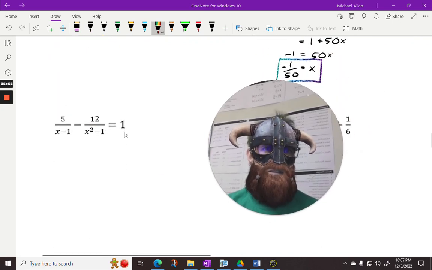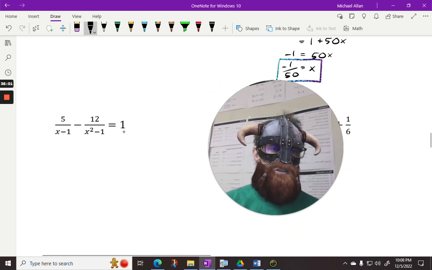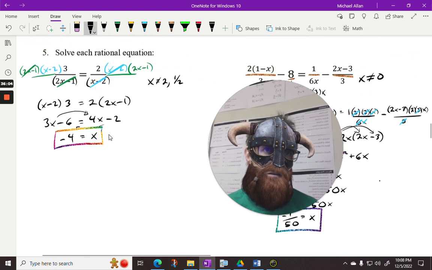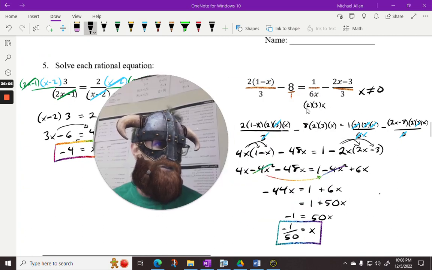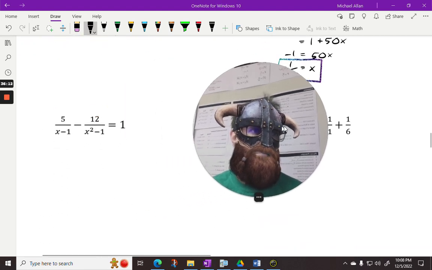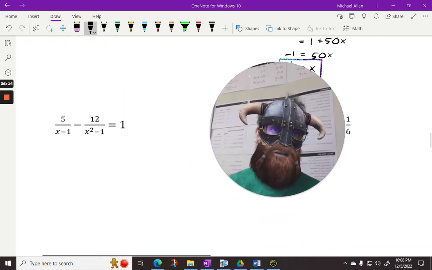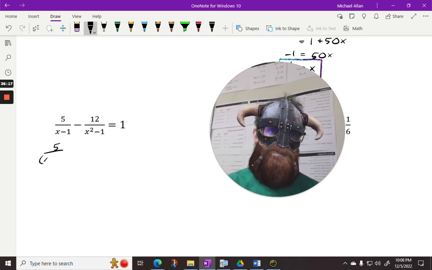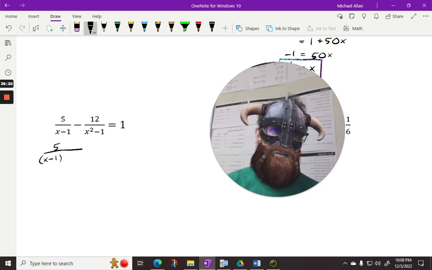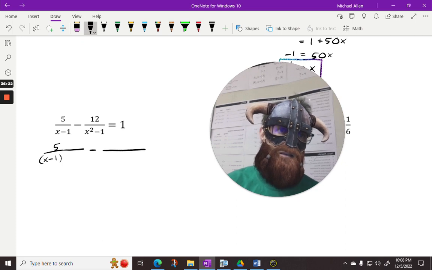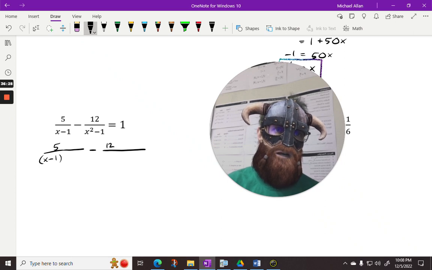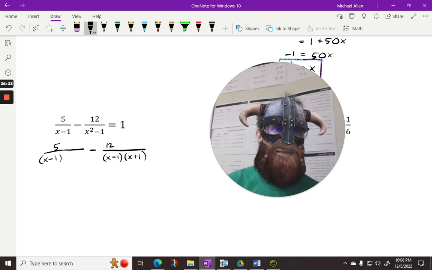Okay, so let's see if we can solve this next one here. Now, just like the previous one, sometimes it's easier to factor before you start the question. So it's definitely going to be easier to start by factoring it. So x minus 1. I'm going to leave myself a little bit of space here, because I want to multiply the top of this one by something. And then over here, minus 12. And then the bottom, I'm going to factor: x minus 1, x plus 1. And over here, I'm going to leave myself a little bit of space as well.